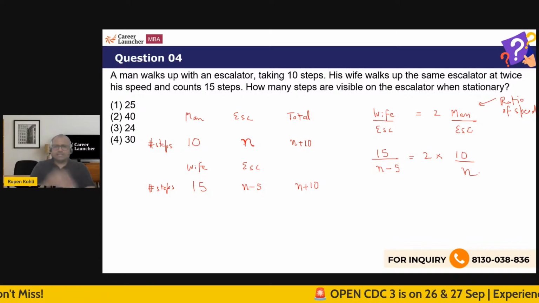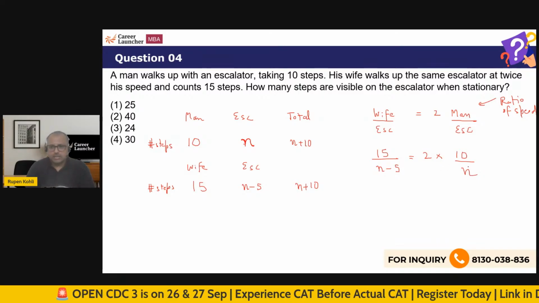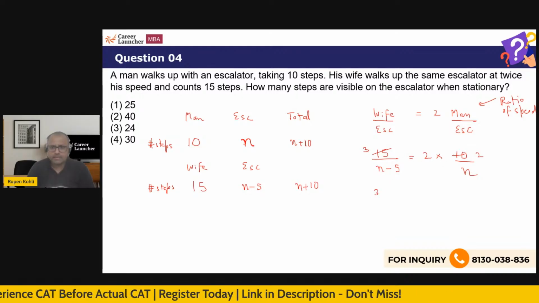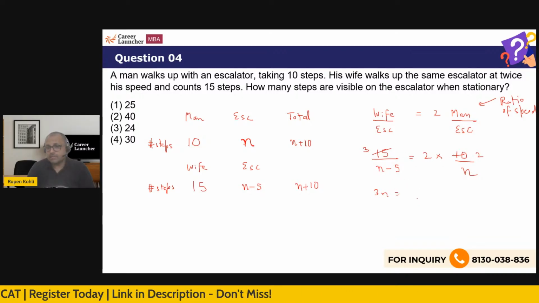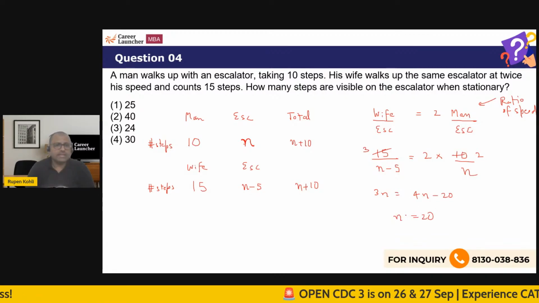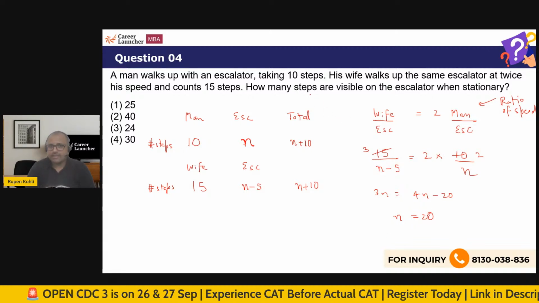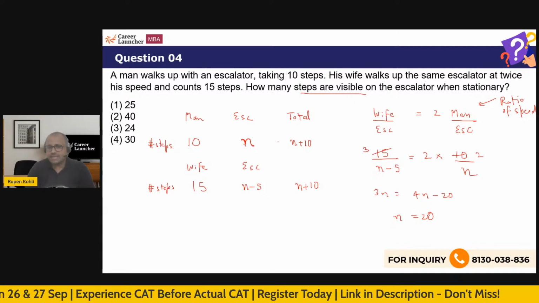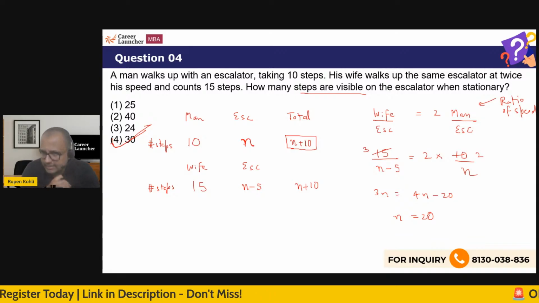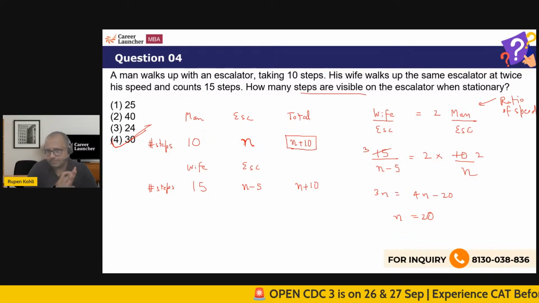Right, so that is the equation that should help me find the value of n. So let's do this. 5 cancels, 3; 5 cancels, 2. Cross multiply: 3n is 2 into 2, 4 times n minus 5, which means 4n minus 20. n is coming to be 20. 20 is not in the options because he is asking the number of steps visible on the escalator, which is n plus 10. So there are 30 steps visible on the escalator. 20 is n, and remember n plus 10 was the total number of steps.